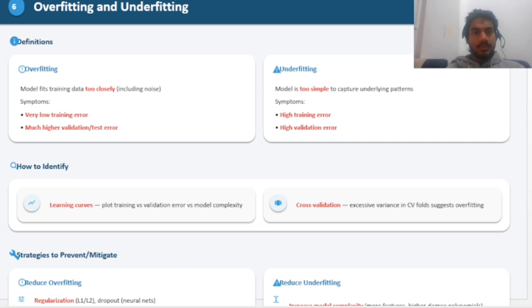So in question number 6, we need to explain overfitting and underfitting. First, let's talk about overfitting. This happens when a model learns the training data too well, including noise and random patterns. It performs extremely well on the training set, but poorly on new data.